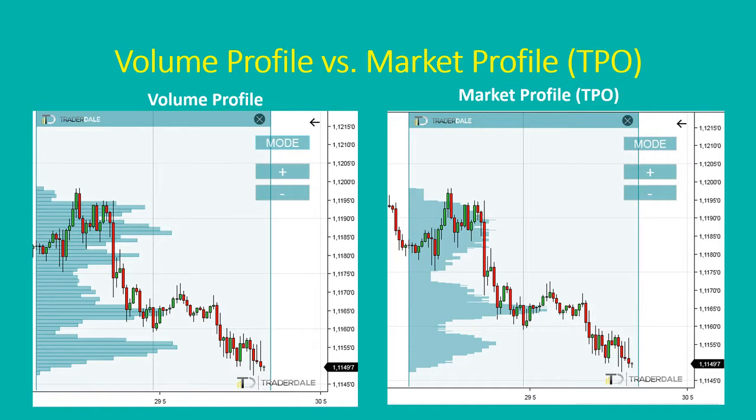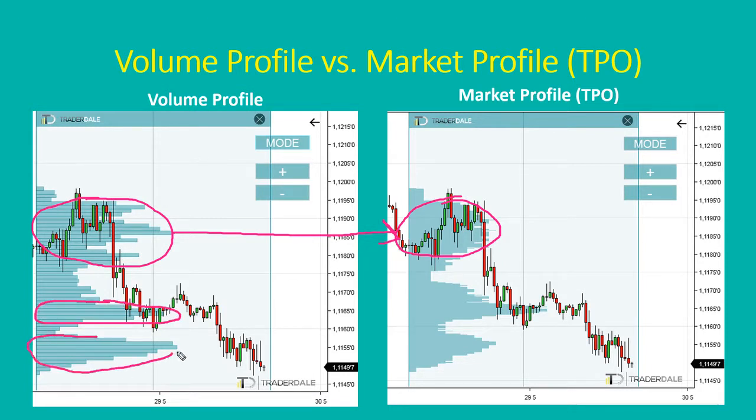The TPO calculation is never as precise as the volume calculation. You can compare the profiles, it's the same picture. As you can see, the volumes are heavy in this area, but the TPO is not as precise as the volume calculation. Also, if you, for example, compare this volume spike and this volume spike with this volume spike and this volume spike, you can see that actually this one is a little bit bigger than this one. If you look at the right picture, then it's a bit different. This one is bigger than this one. So the TPO calculation is not that precise as the volume profile.